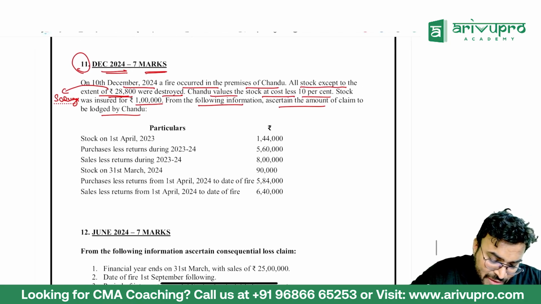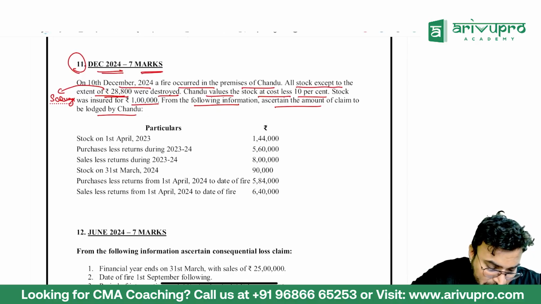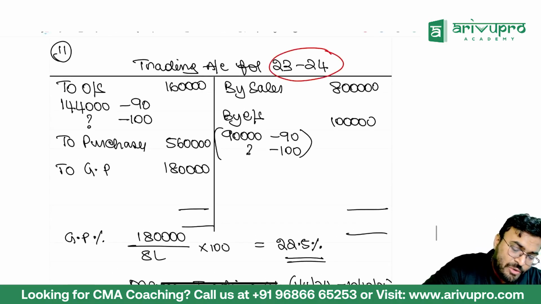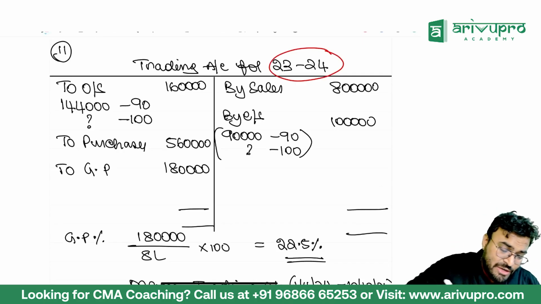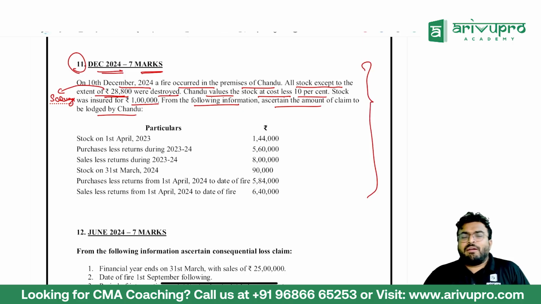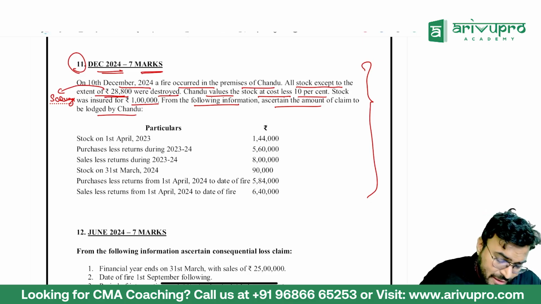Anywhere in the question, did they give you gross profit percentage? No. So what should we do? First thing, we should always calculate when we don't have gross profit percentage. Can you observe the question? No gross profit percentage is there. So we should calculate the gross profit percentage by preparing last year's trading account.